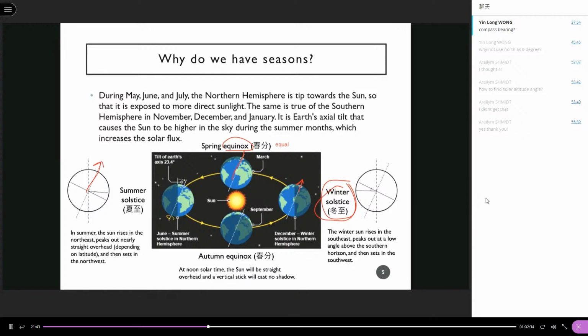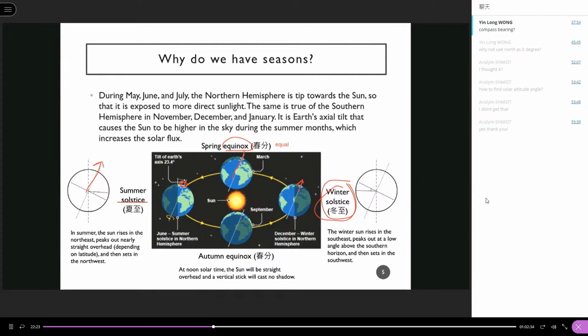For winter solstice, we have the longest nighttime and shortest daytime. In contrast, in the summer solstice, we have the longest daytime and the shortest nighttime. Okay? So you can imagine if you are in the North Pole, and it is the 21st of June, for 24 hours you will not be able to see the sunset. You have 24 hours of daytime.